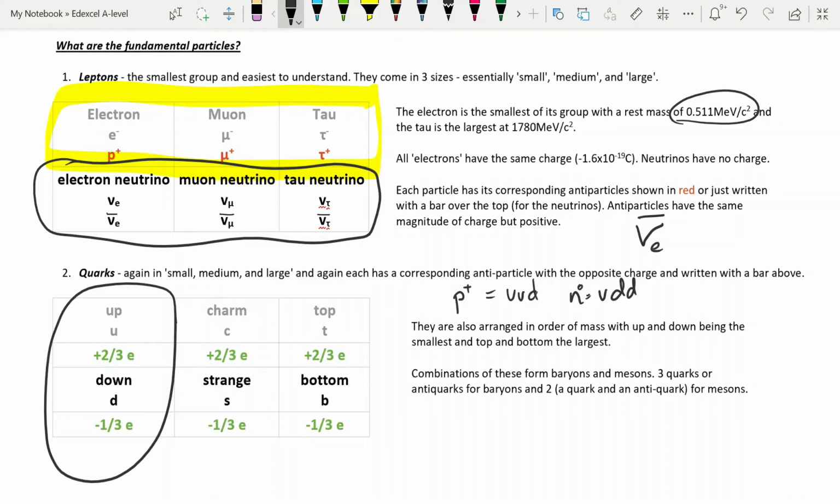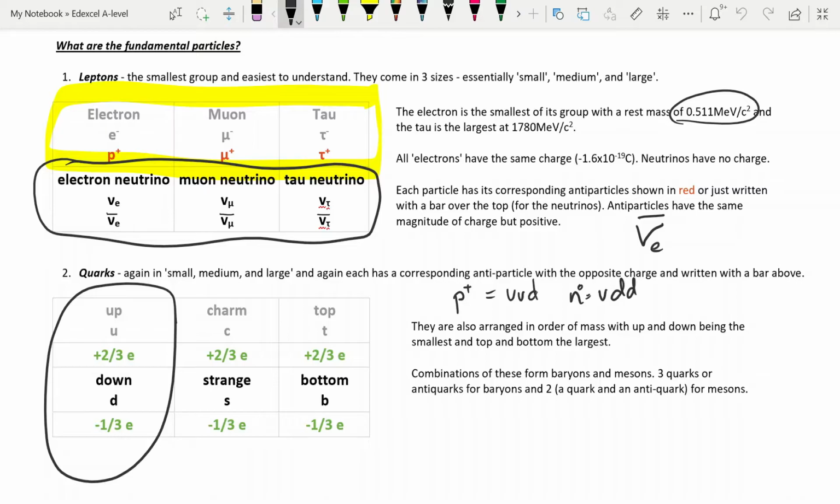Now again, these are effectively small, medium, and large, so most of our matter is made up of up and down. Charm and strange are the sort of medium-sized equivalent of those. And the charm has the same charge as the up, and the strange has the same charge as the down particle. And then the top and bottom are the large versions of our quarks. And again, the charges are the same based on the row that they're in on the table.